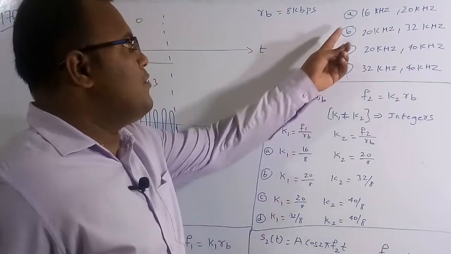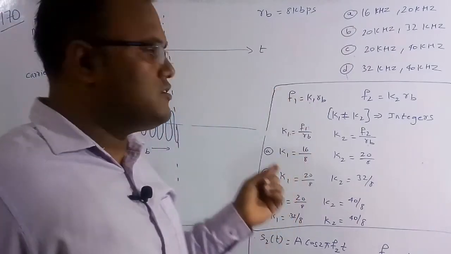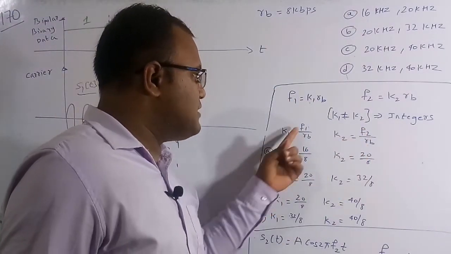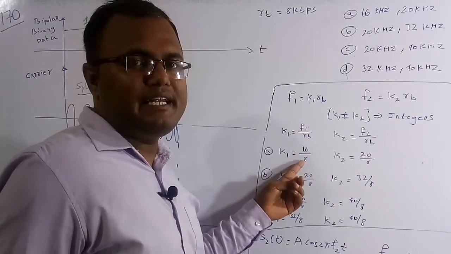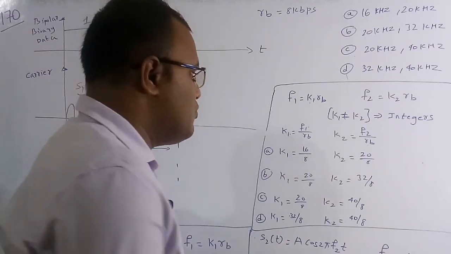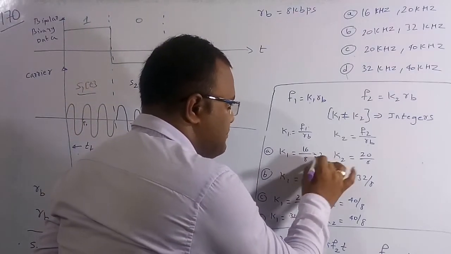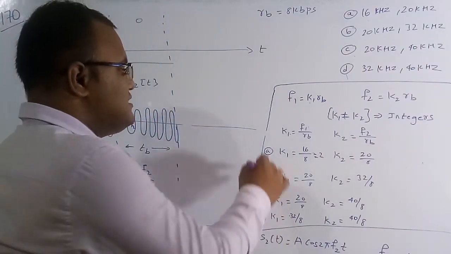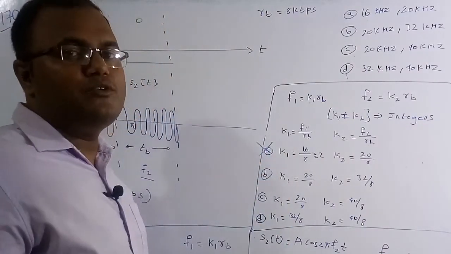Here option A is 16 kilohertz and 20 kilohertz. So in place of f1 take 16 and f2 20. k1 is nothing but f1 by rb, and rb we know is 8 kilobits per second, means 8. If you do the division, 16 by 8 we get 2, a pure integer, but 20 by 8 we are not going to get a pure integer. So this is a wrong option, because k1 and k2 must be pure integers.